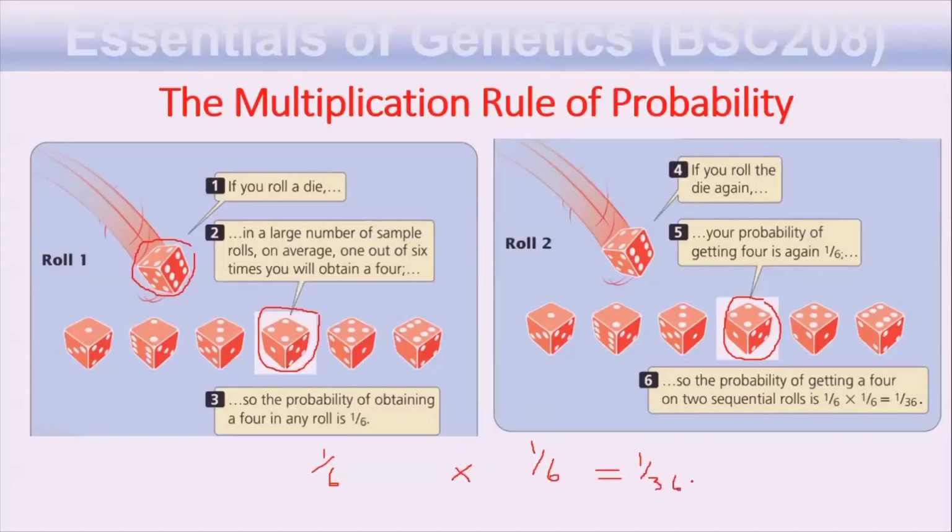So these are both independent events. They are not dependent on one another. So in the case of independent events, when the events are independent, then we multiply the independent probabilities to get the collective probability of those two events.